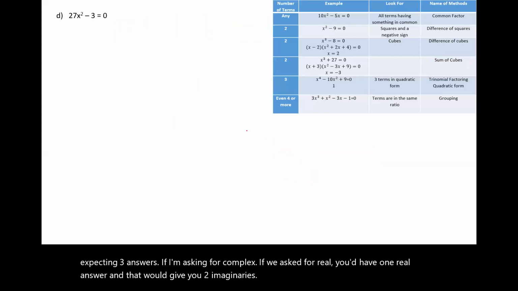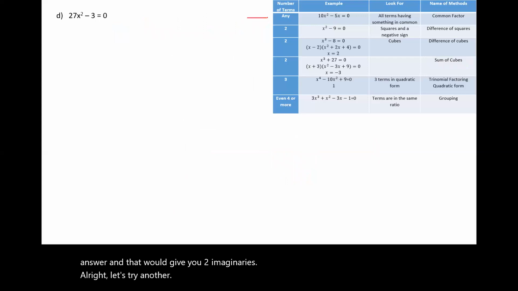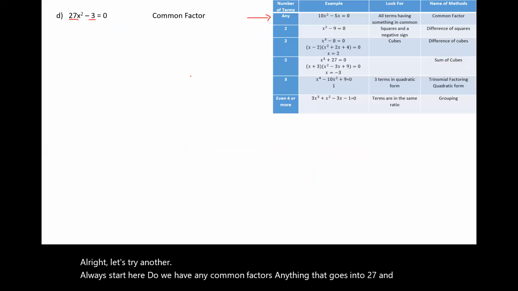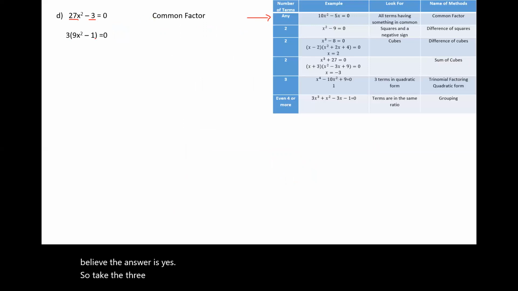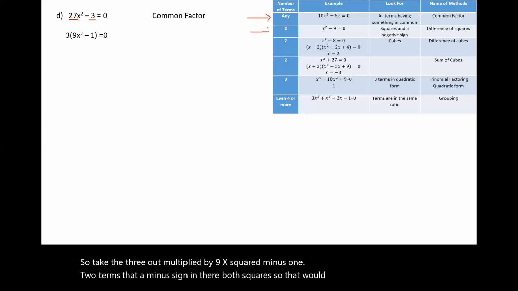All right, let's try another. Always start here. Do we have any common factors? Anything that goes into 27 and 3? I believe the answer is yes. So take the 3 out. Multiply by 9x squared minus 1. 2 terms. Got a minus sign and they're both squares, so that would be difference of squares.